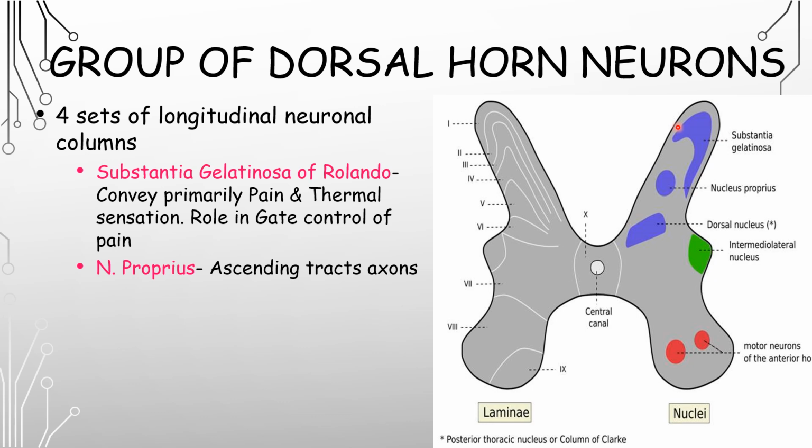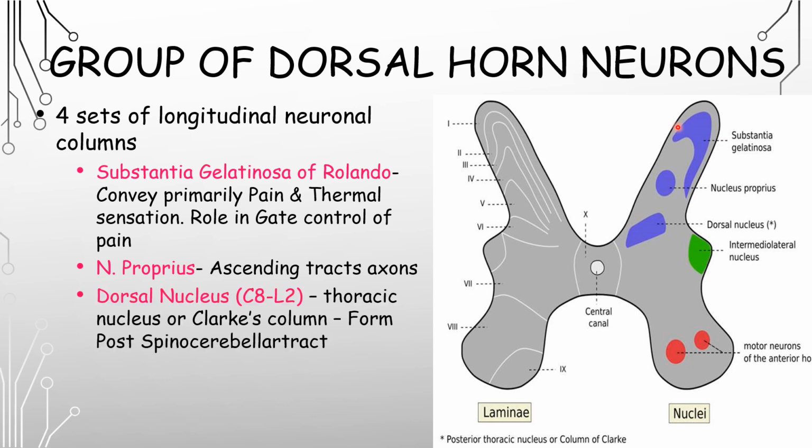The second one is the nucleus proprius. It extends the entire length of the spinal cord and is composed of both the internuncial cells and the tract cells. Its axons form the ascending tracts which occupy the anterolateral white matter of the spinal cord.